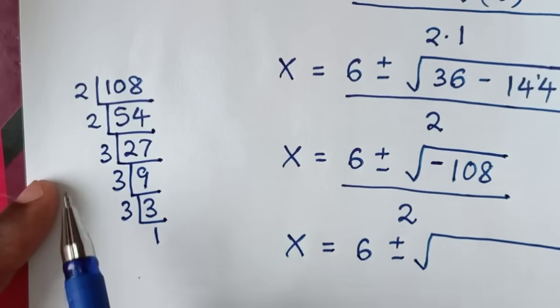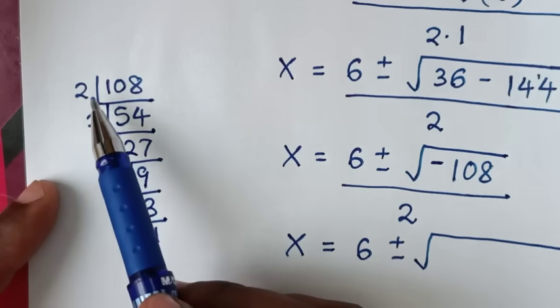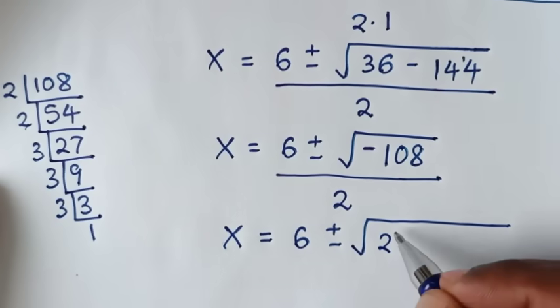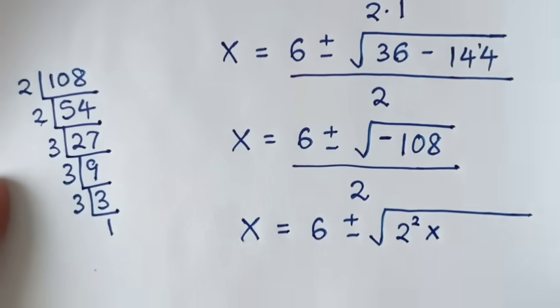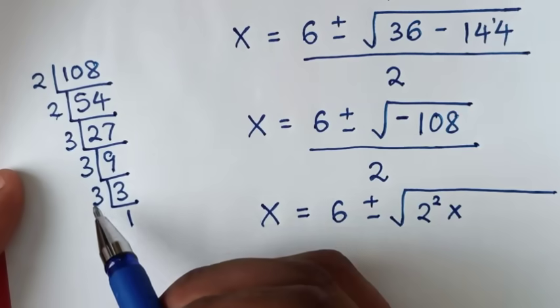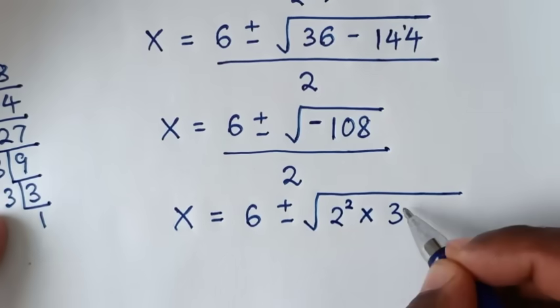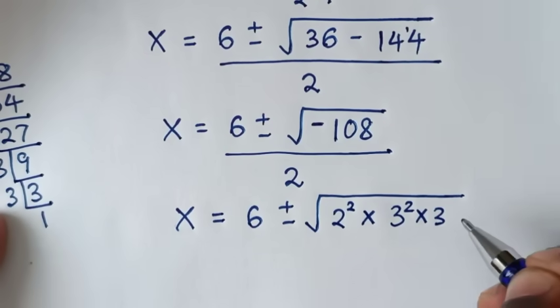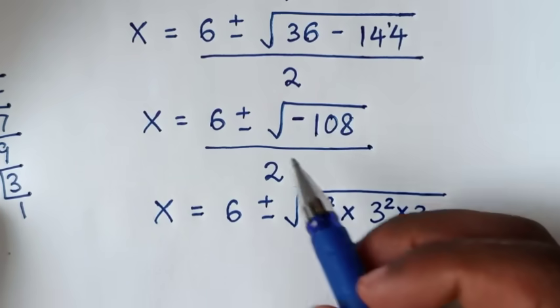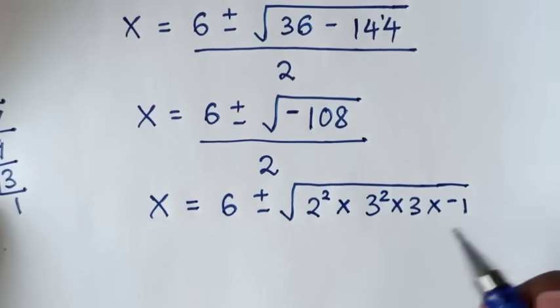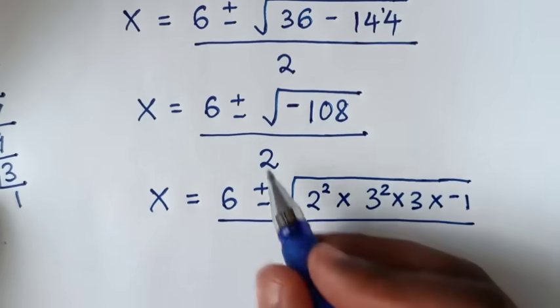Then from here, we make them into squares. 2 times 2 is 2 squared, times 3 times 3 times 3, which is 3 to the power of 3. To make it into a square, it will be 3 to the power of 2 times 3. Then because of this negative here, we take times square root of negative 1, then over 2.